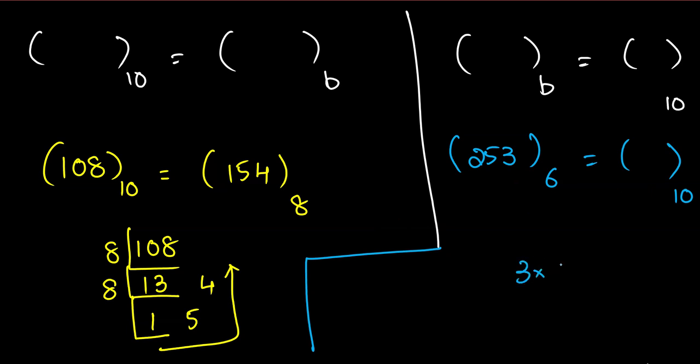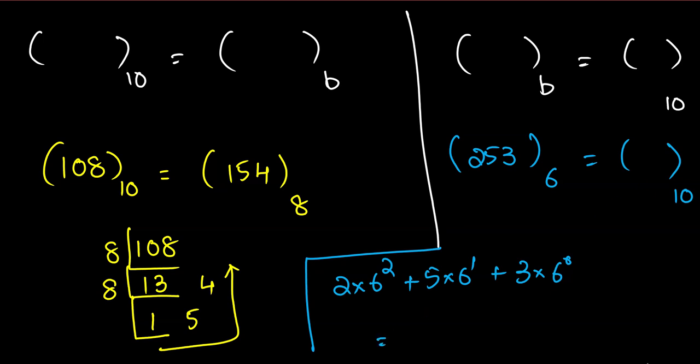First 3 into 6 power 0, which is 3 into 1 directly, then 5 into 6 power 1, then 2 into 6 squared. This is what you need to do. To convert into the decimal system, you need to multiply by 6 power 0, 6 power 1, 6 squared. Sir, the base is 7. Then 7 power 0, 7 power 1, 7 squared. So any other system to decimal, this is the procedure.